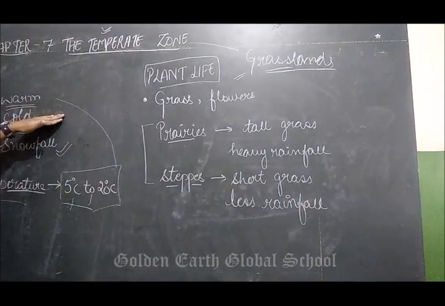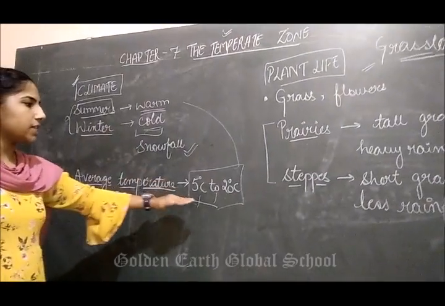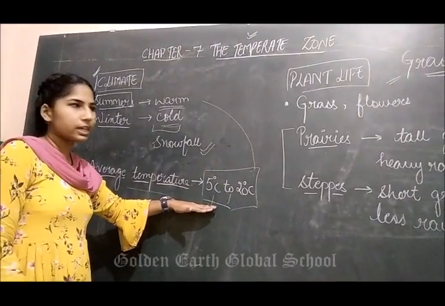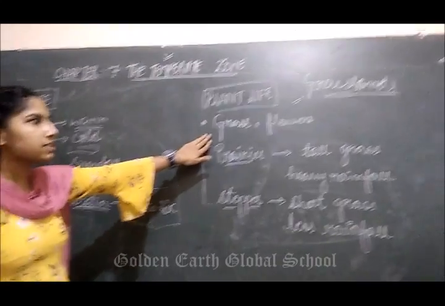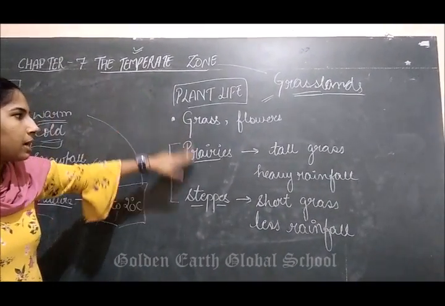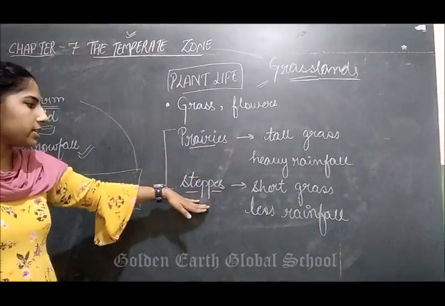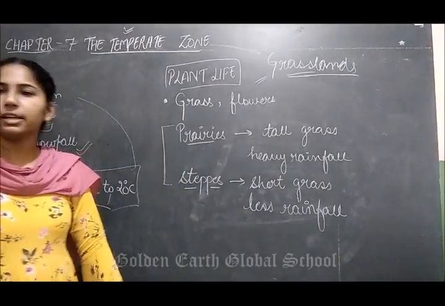So the climate is warm in summers and cold in winters. Temperature ranges from 5 degrees Celsius to 20 degrees Celsius. Grasses and flowers are mainly found in the temperate zone. Prairies have tall grass because of the heavy rainfall, whereas steppes have short grass due to less rainfall.